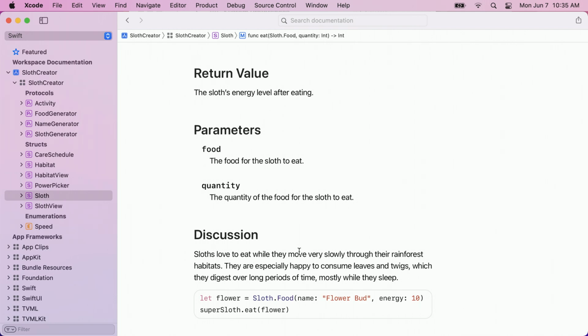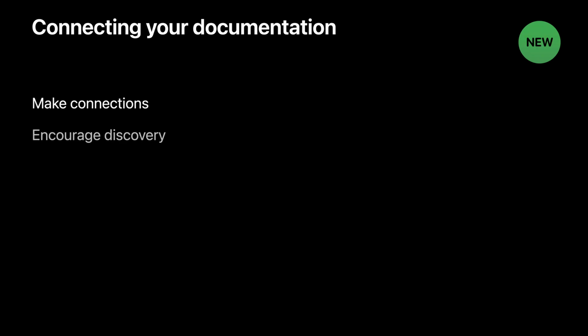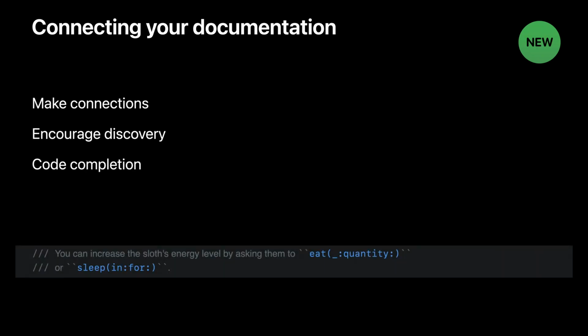If I'm just reading this page of documentation, I don't have a great context of the other relevant symbols I should be considering here. And as a maintainer of Sloth Creator, I'd really like to call out some other symbols that my reader should consider learning about next. Well, new to Xcode 13 is the ability to link to symbols in your documentation. This is a really great way to connect different parts of your framework and guide your reader to relevant pieces of information. You write these links via a new double backtick syntax. Let's take a look at an example.